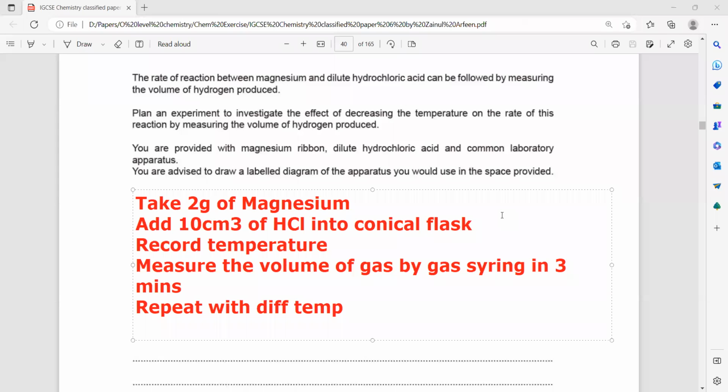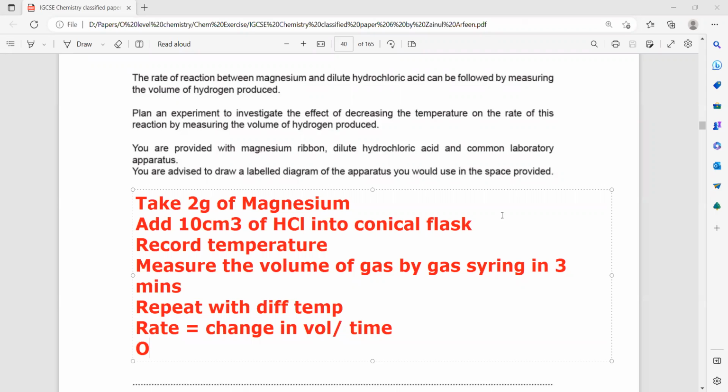And then how can we find the rate? We can find the rate either by plotting a graph between volume and time and finding the gradient, that will be the rate. Or we can also calculate the rate, which equals change in volume divided by time. Or the more gas produced in unit time, the faster the reaction.